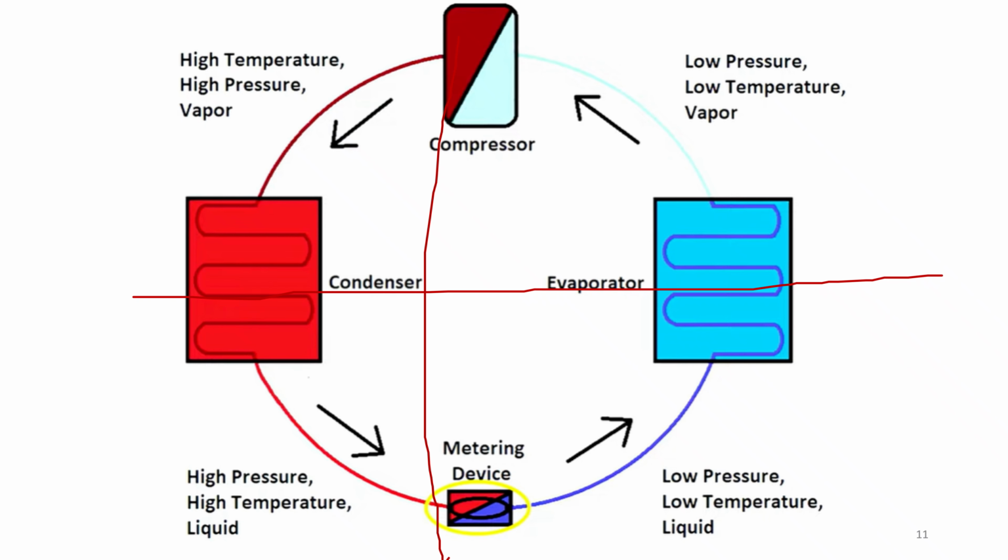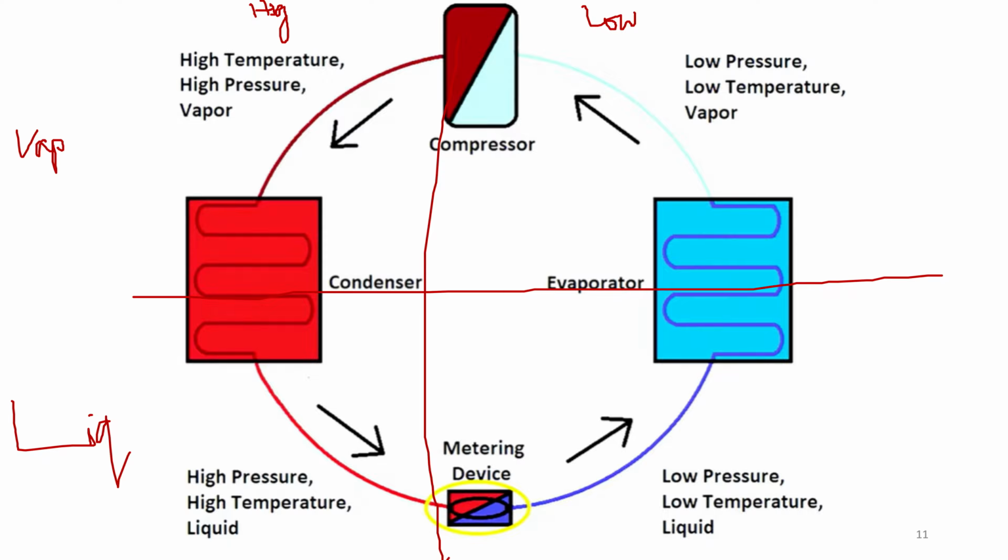Okay, so in the lower segment, the phase is always liquid, and in the upper segment, the phase is always vapor. In the right segment, the pressure is always low. Low pressure means low temperature, and in the left segment, the pressure is always high. I hope that you have already understood the phenomenon.